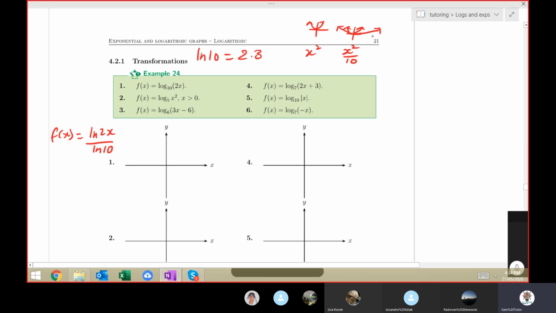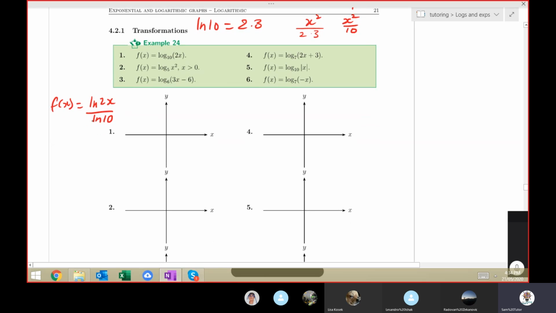But no one's going to draw a parabola like that, unless obviously it's a computer. So to you, dividing by 10 doesn't really do anything. So dividing by ln 10, which means dividing by 2.3, doesn't really do anything to your log. So just be aware of that. Don't let the sub-bases confuse you. Okay. So ln 2x on ln 10.